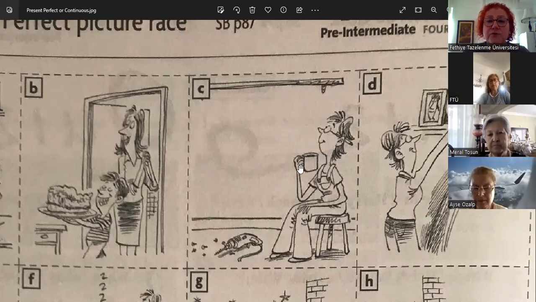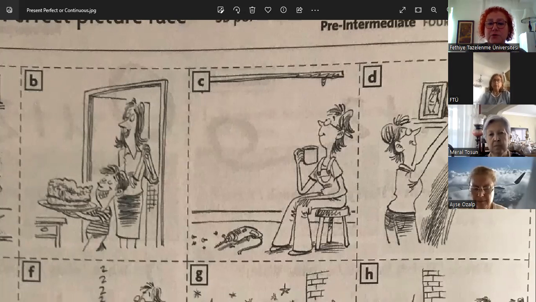But is she doing it now? What is she doing? She's drinking some tea or coffee. She is having a little rest now, right? She's not putting up the shelves right now. Şu anda rafı monte etme işlemini bitirmiş değil ama ara vermiş. But most probably she will continue putting up the shelf. And now in picture D, she has put up. So present perfect simple means completed action.